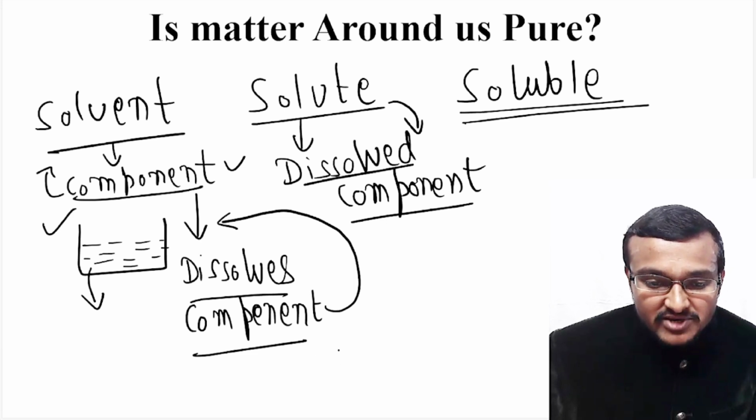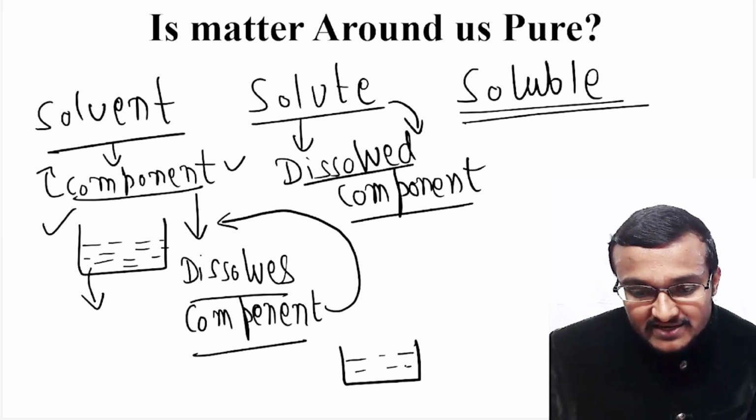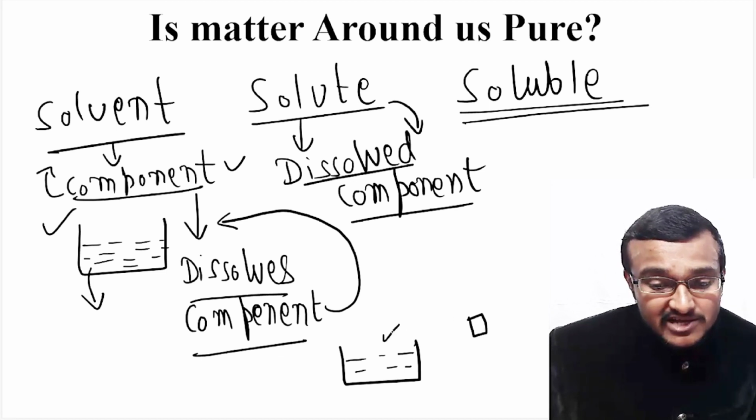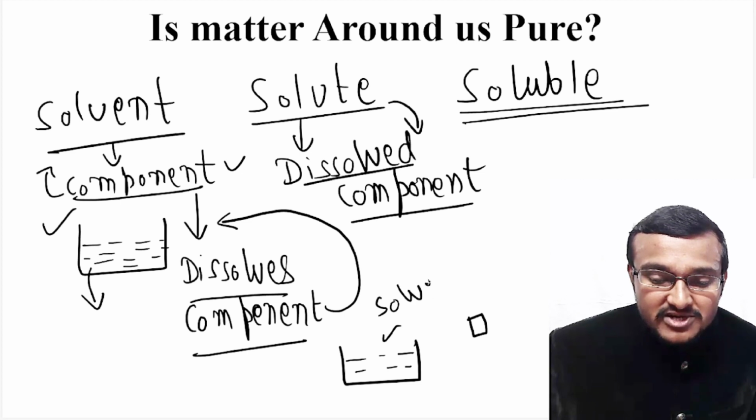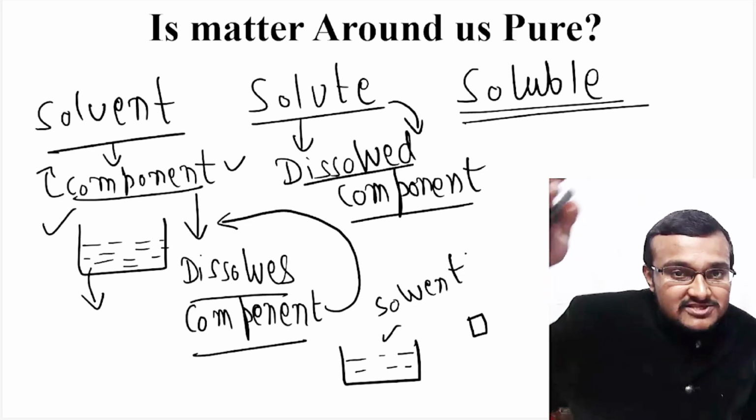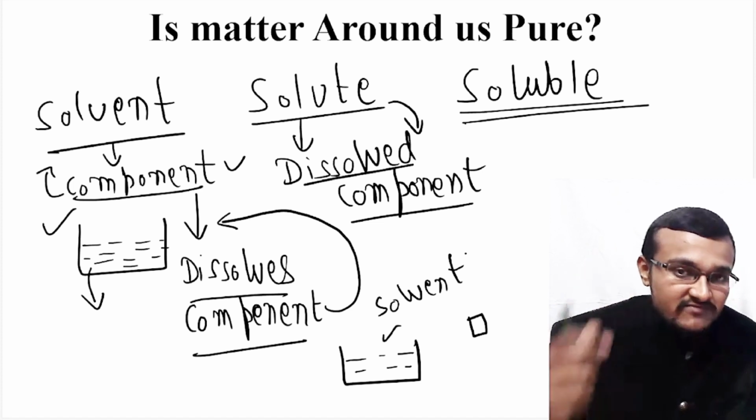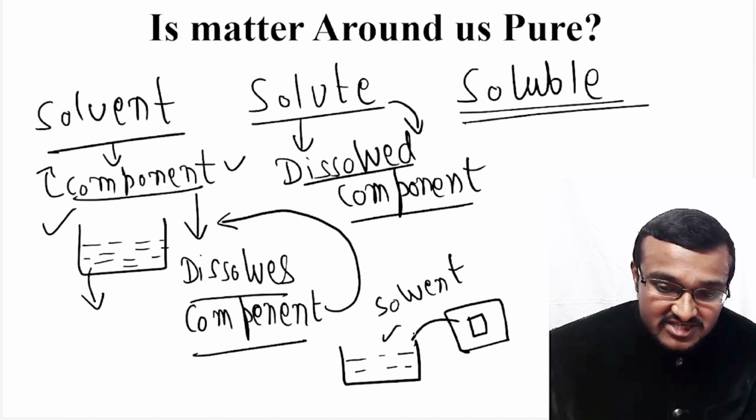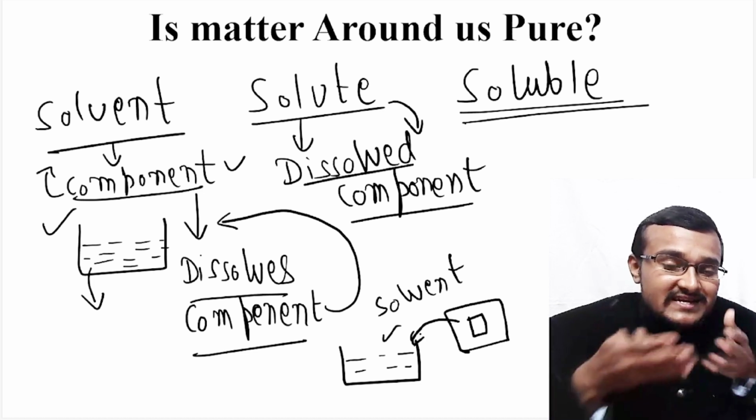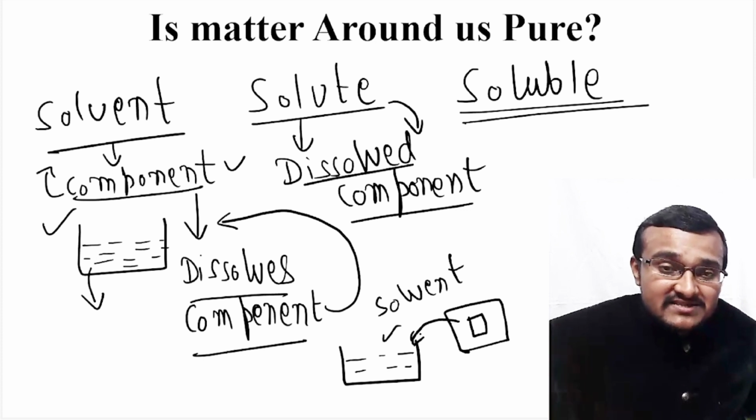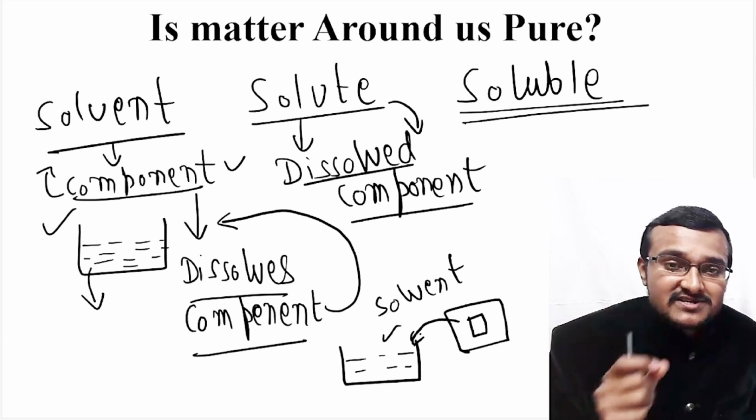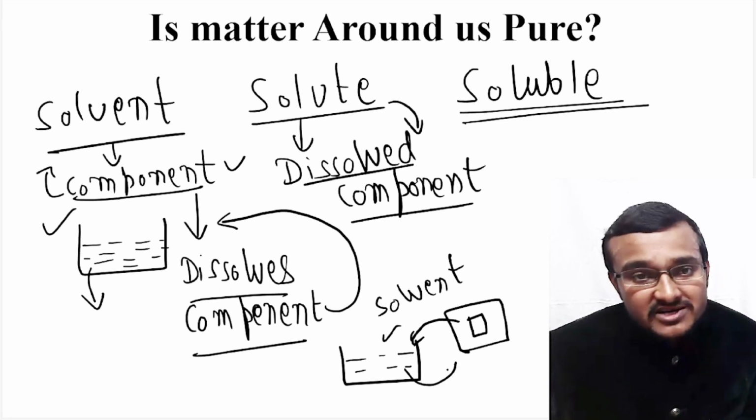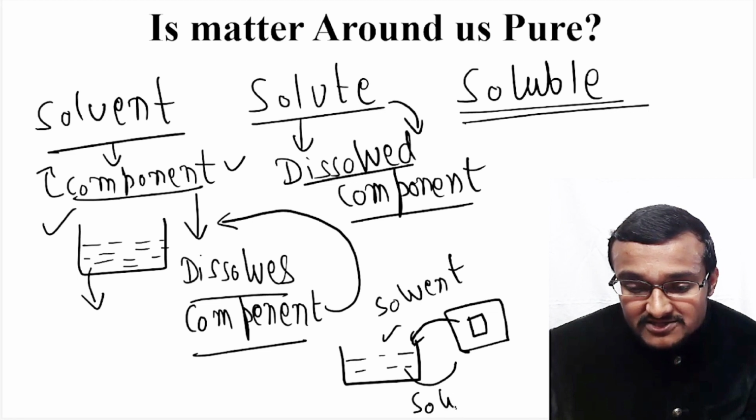For example, if you are taking water in a container, and if you are taking a sugar crystal or a salt crystal, then this water acts as solvent, because this water will dissolve the salt or sugar completely. That's why water will be a solvent, and this sugar or salt which is getting mixed with the water gets dissolved in that water. Hence the sugar crystal or salt crystal will be known as solute. Together, when water and sugar or water and salt are there, this will form a solution.